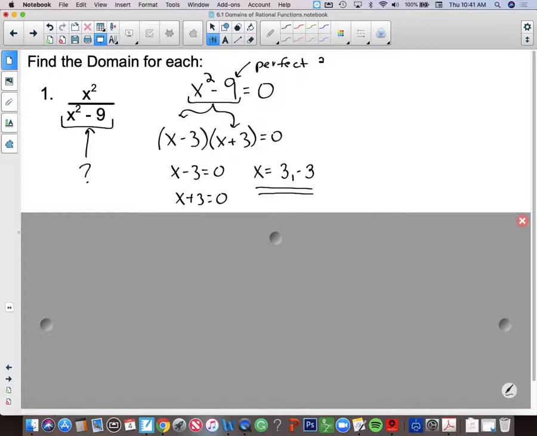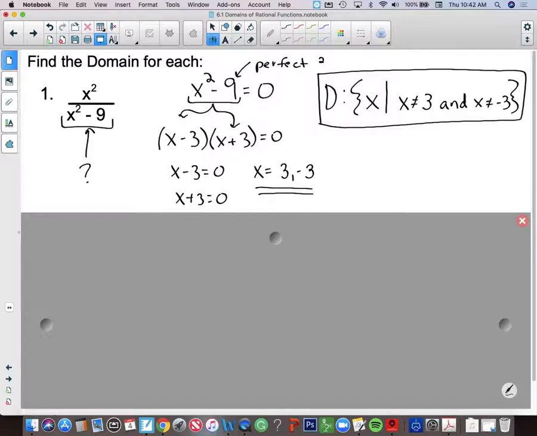So domain, we write it like this, and we'll just do set notation. Okay, so domain, we're looking at x values such that x cannot be 3 and x cannot be negative 3. So that would imply we have everything except for those two values. All right, and that is how we would write our domain for this function.